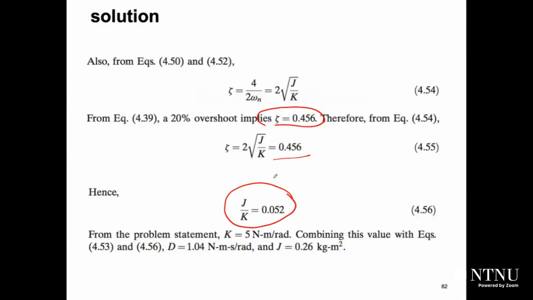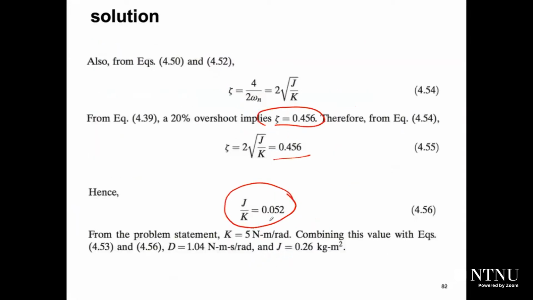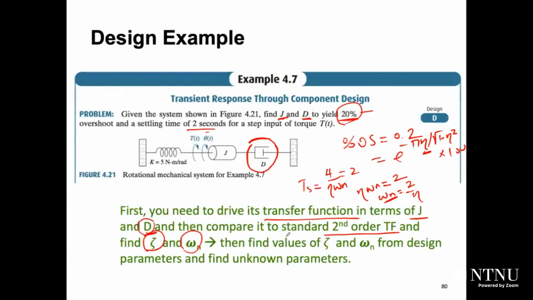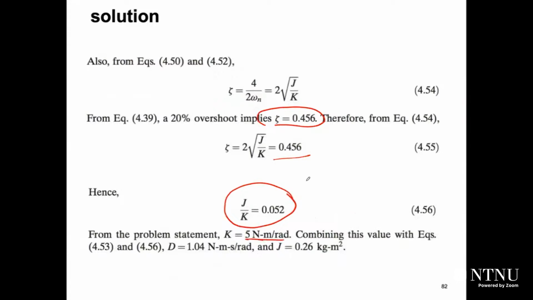So now we have this one. This is one equation. And we have also this equation, correct? So from the problem, it was given that K equal this 5 newtons. We have here K equal this one. So substitute this one into this equation, right? We will get J divided by K equal this number. I know K, for K equal this number. So J will be this number. So now we found J.